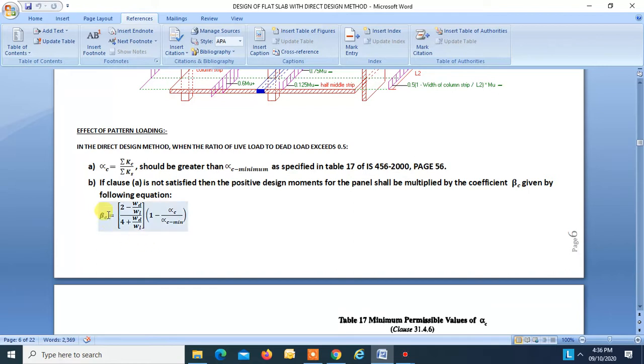Now, if alpha C is found to be less than alpha C minimum, then you have to find the multiplication factor beta C, which has to be multiplied to the positive design moment of that span. So this is the formula given in the code, where this is the dead load in kilonewton per meter square, and this is live load in kilonewton per meter square.